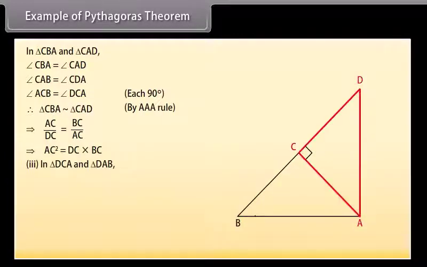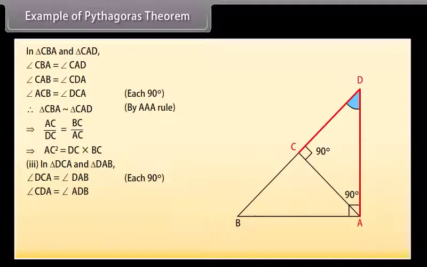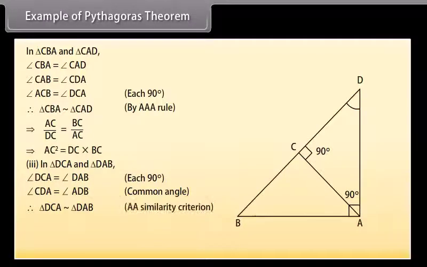3. In triangle DCA and triangle DAB, angle DCA equals angle DAB, each 90 degrees. Angle CDA equals angle ADB, common angle. Therefore, triangle DCA is similar to triangle DAB by the AA similarity criterion. DC upon DA equals DA upon DB, which implies AD square equals BD into CD.